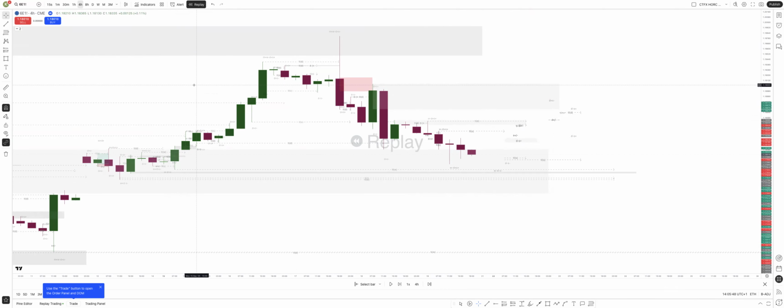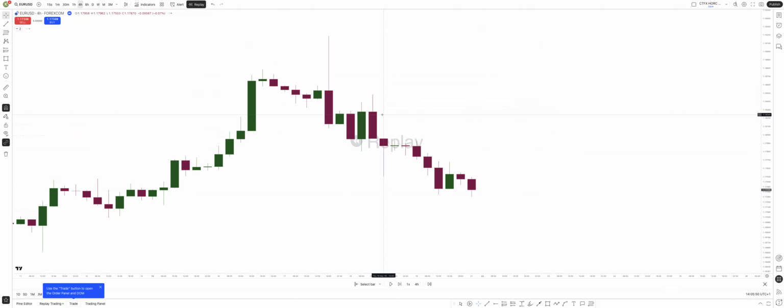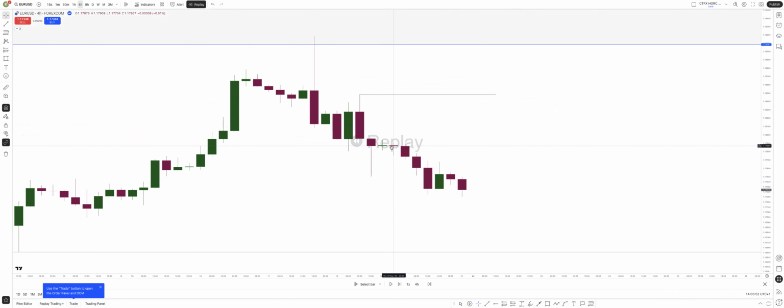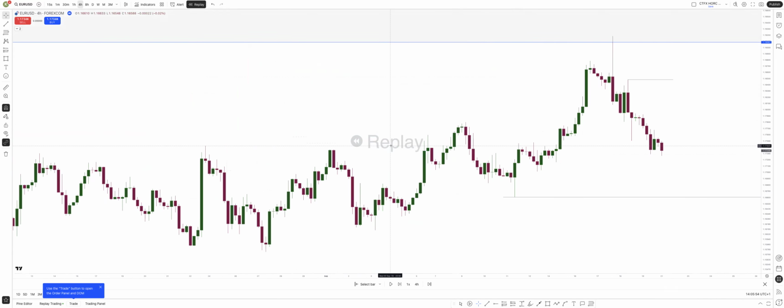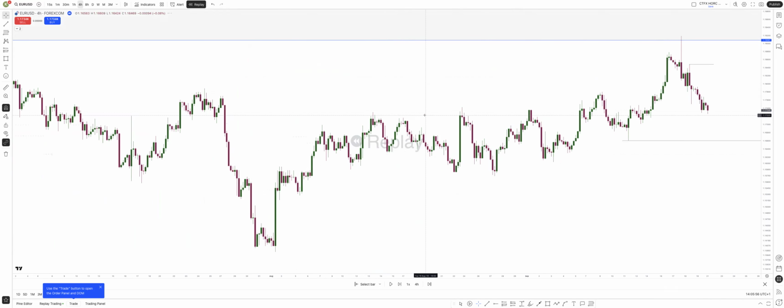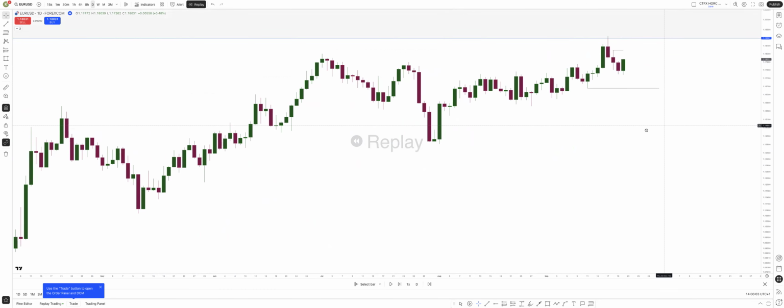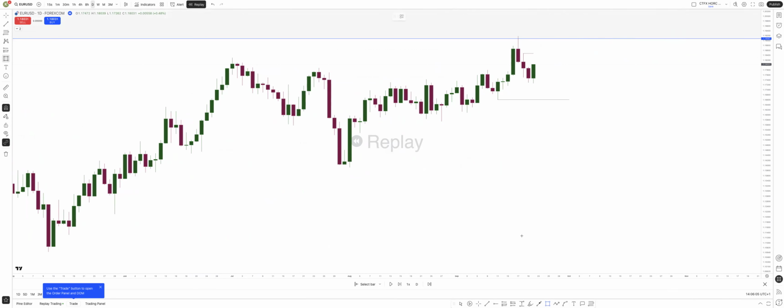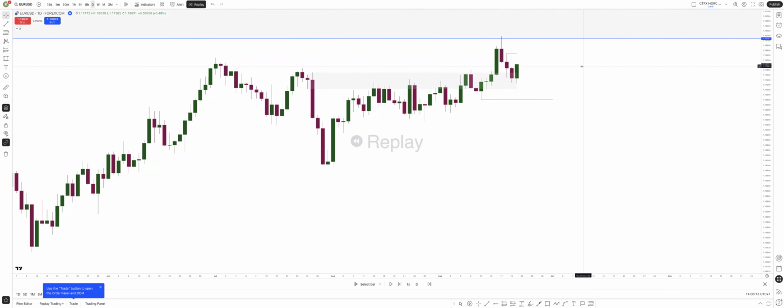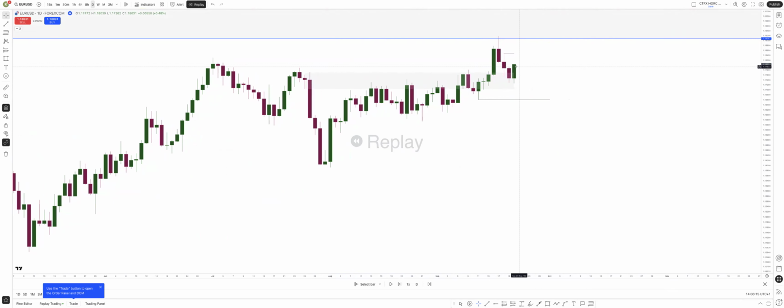Now let's come here. Let's see if we can see the same daily zone on EURUSD. Okay, so this is the zone that we're looking at.